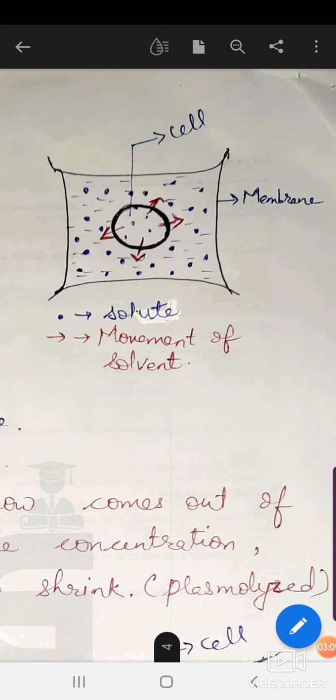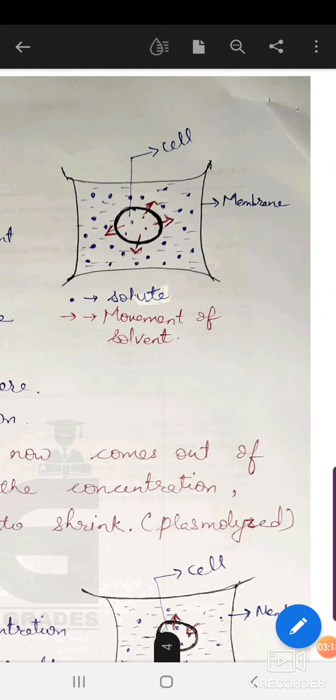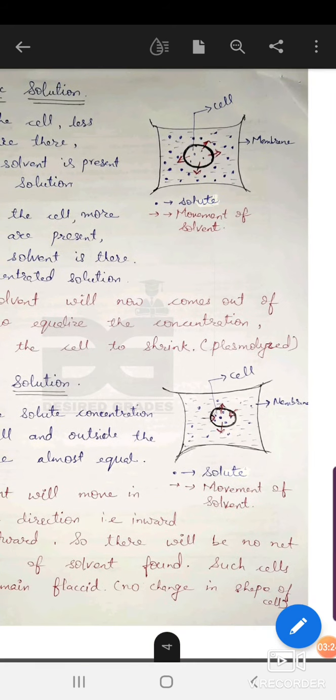So what will happen? The cell will start losing its water. After some time the cell will shrink. Shrink means it will become very small in size. Such a cell is also called a plasmolysed cell.